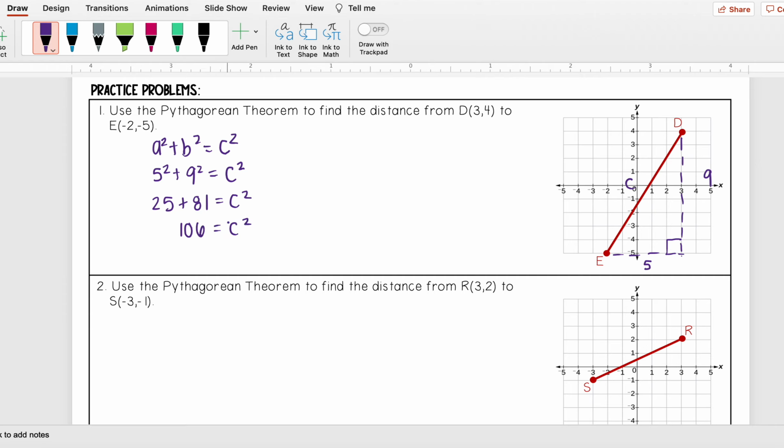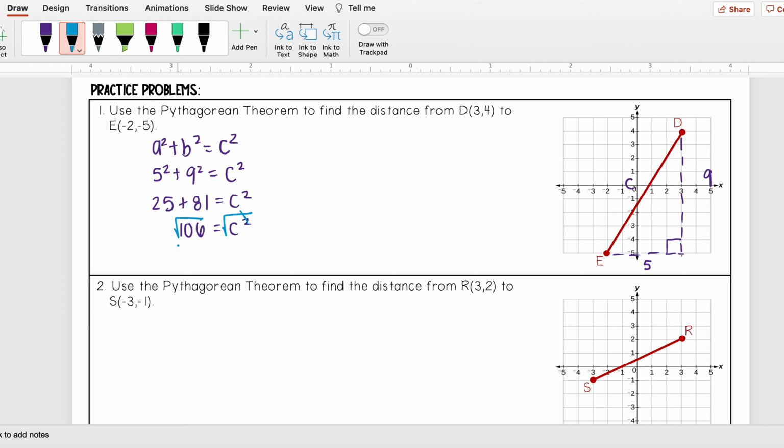Now I want to get rid of that square so I can just have c by itself. If you recall back in our previous unit, the inverse of square is actually the square root. So to get rid of that square, I'm going to take the square root of both sides. And now, with all of these answers, I want to write these in simplified radical form.